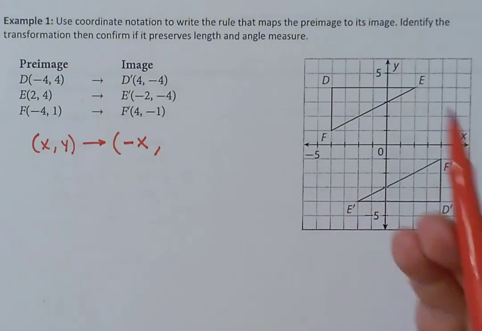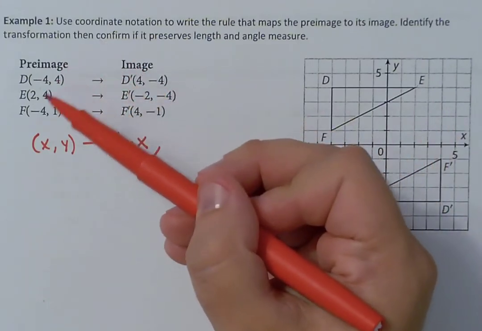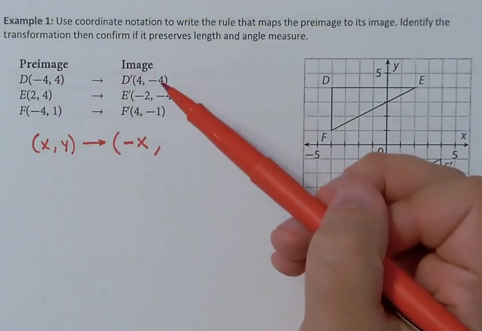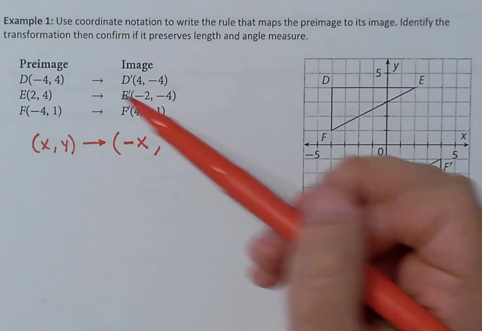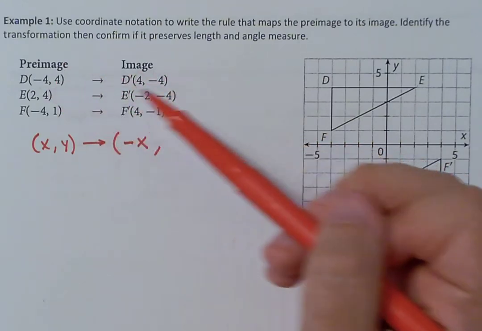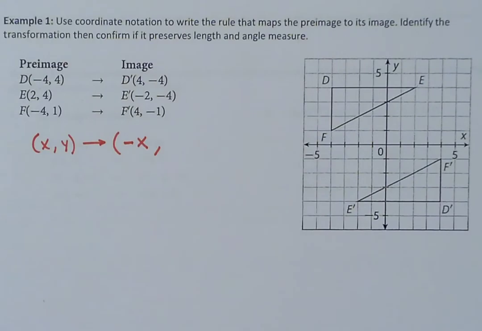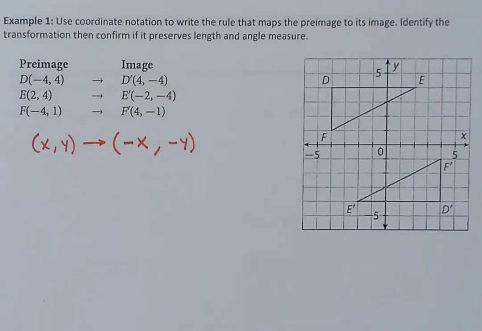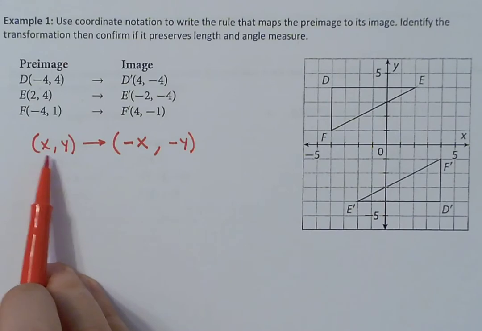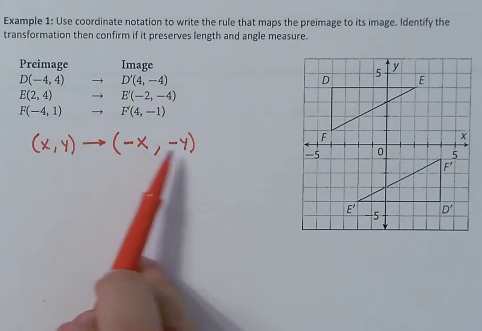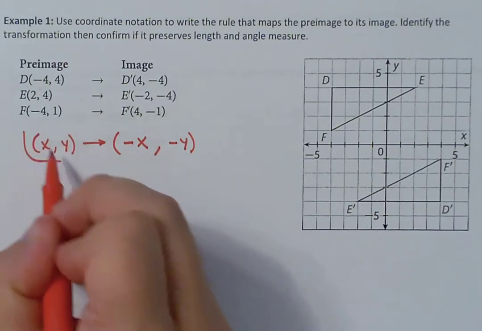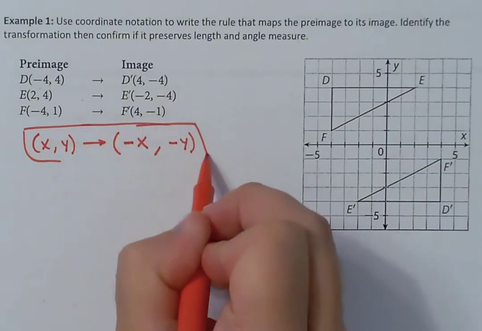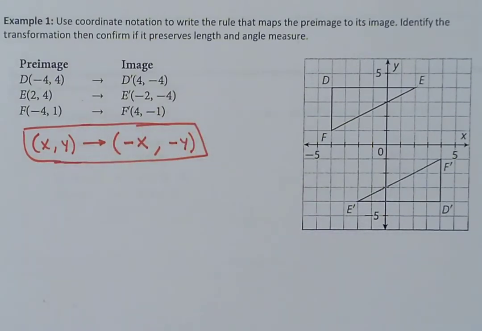Then if we look at the y's, we go from 4, 4, and 1 to -4, -4, and -1. So I went from positive to negative, positive to negative, positive to negative, meaning my sign changed. So we're going to represent that by a -y. My coordinate rule is going to be x comma y goes to -x comma -y. So that is my coordinate rule.